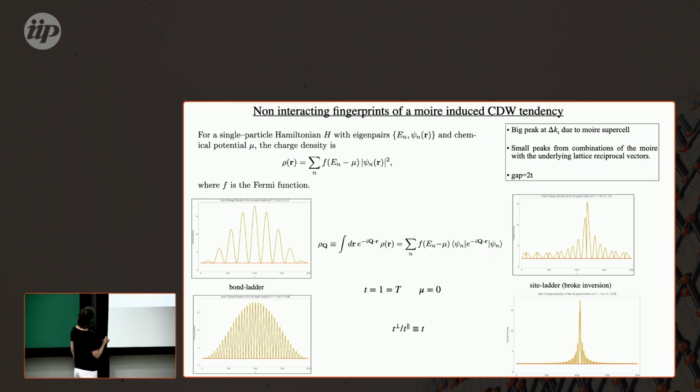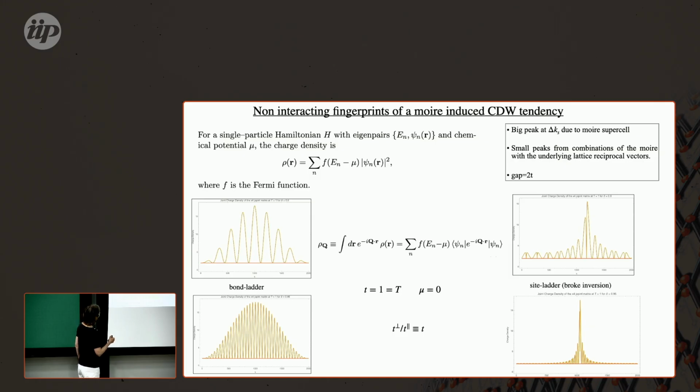So we can just compute the charge density in the system. This is the Fermi energy. This is just the wave functions squared. And this is the case for the bond ladder for a given delta. This is for delta equals 0.8. This is for delta equals 0.95.